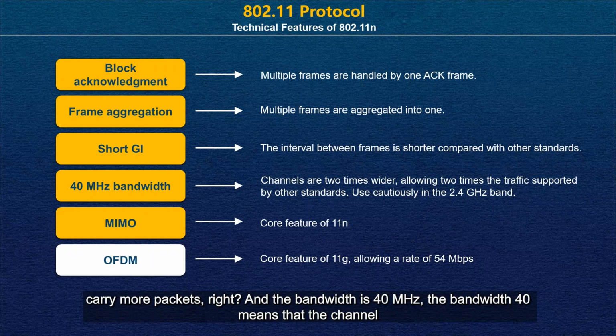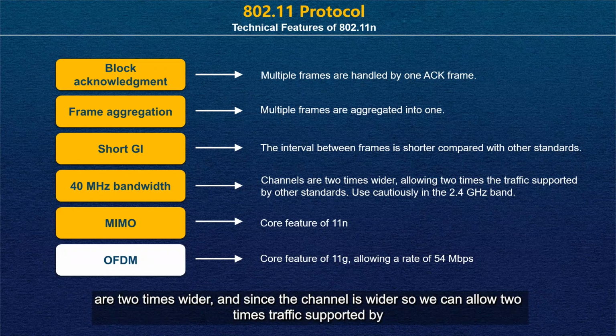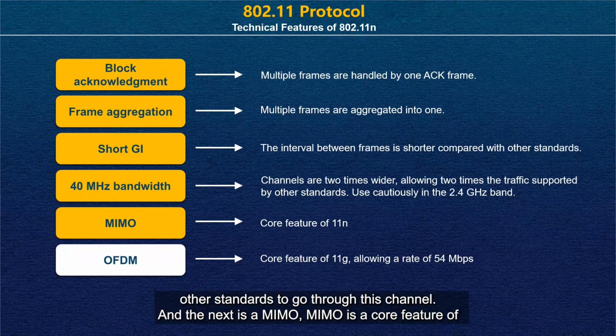And the bandwidth is 40 megahertz. The bandwidth of 40 means that the channel is 2 times wider. And since the channel is wider, we can allow 2 times the traffic supported by other standards to go through this channel. Okay, and the next is MIMO.